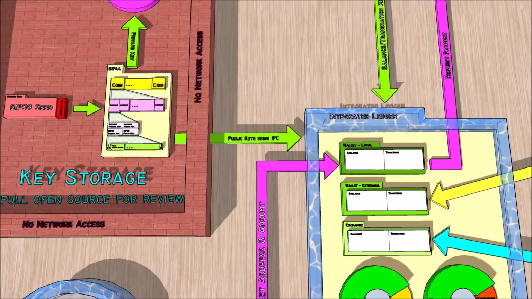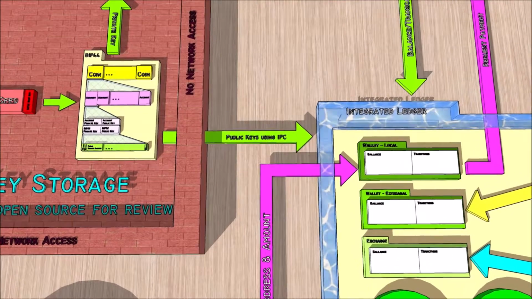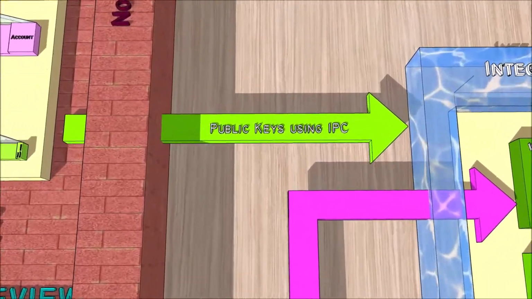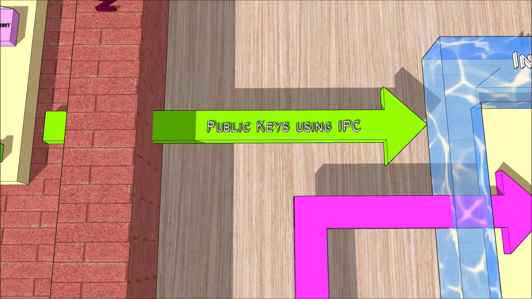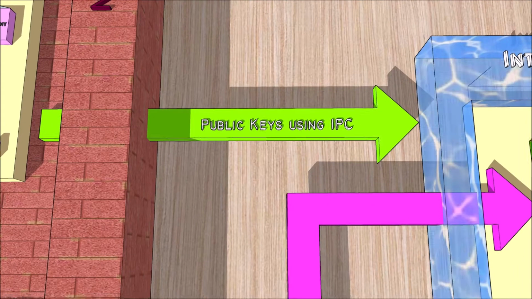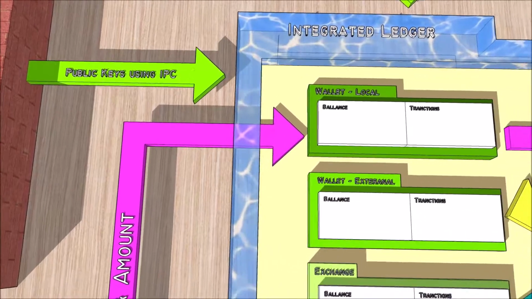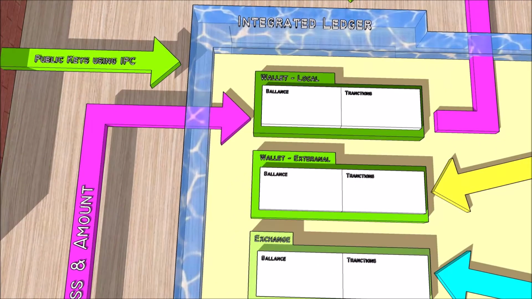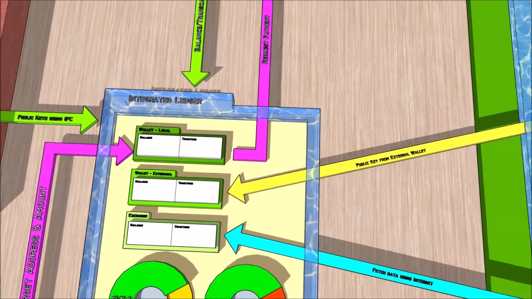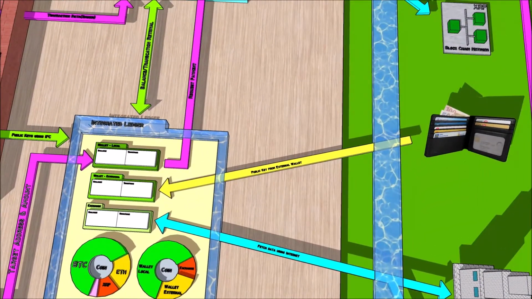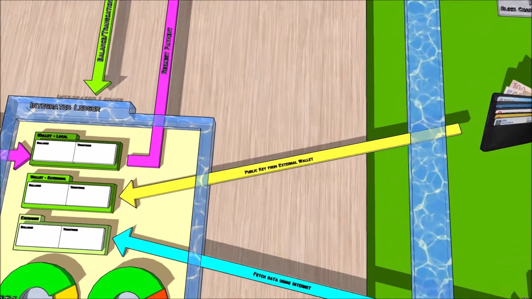The integrated ledger requires a public key for the local wallet for various inquiries. It is provided through secure inter-process communication. The master seed and private key do not leave key storage in any case. A wallet outside the local wallet can be imported by the user directly, by importing the wallet's public key or wallet address.